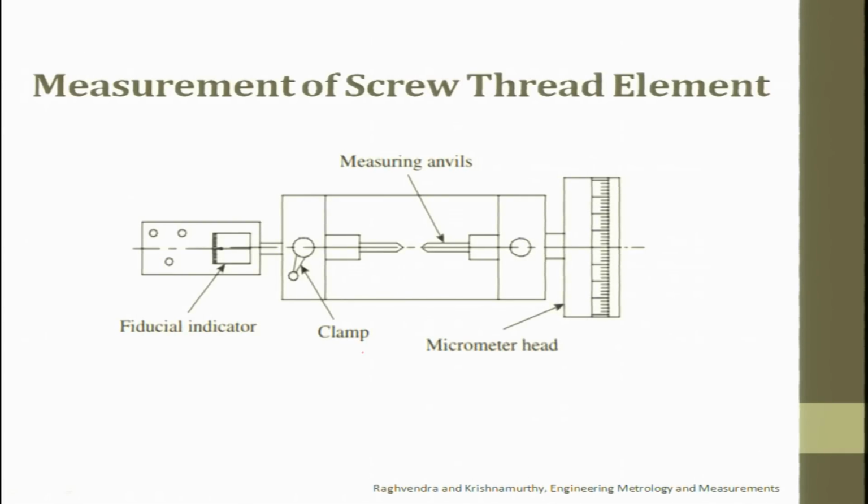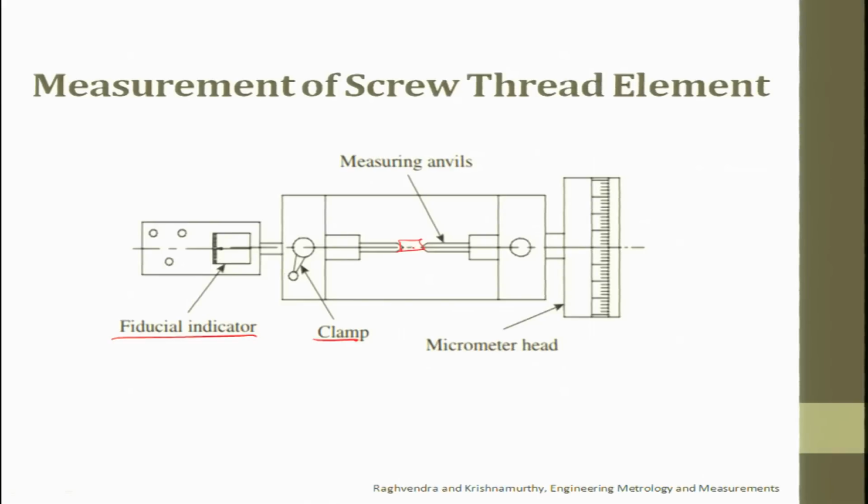So, if you go back and look at this, this is the fiducial indicator. You have a clamp, which we can take as the dead center, and the other one we can take as the live center. We move this, put the screw thread here, and then between these two clamps we hold it, and this is seen by a micrometer reading, which gives the thread major diameter.